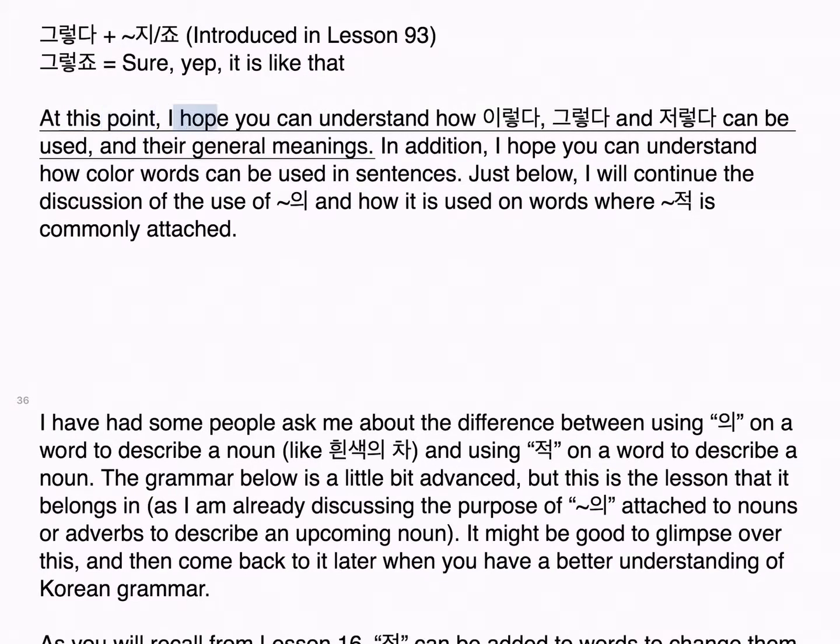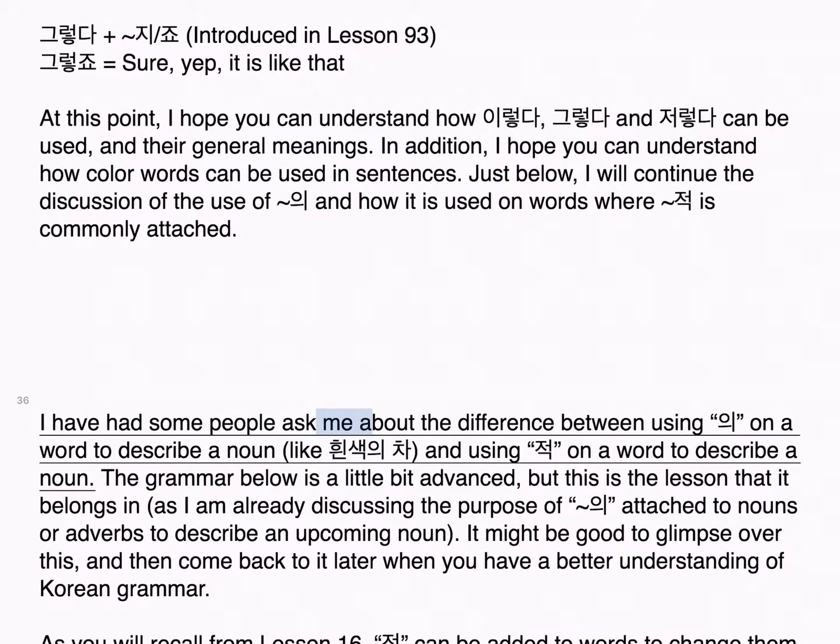At this point, I hope you can understand how 이렇다, 그렇다, and 저렇다 can be used and their general meanings. In addition, I hope you can understand how color words can be used in sentences. Just below, I will continue the discussion of the use of 의, and how it is used on words where 적 is commonly attached. I have had some people ask me about the difference between using 의 on a word to describe a noun, like 흰색의 차, and using 적 on a word to describe a noun.